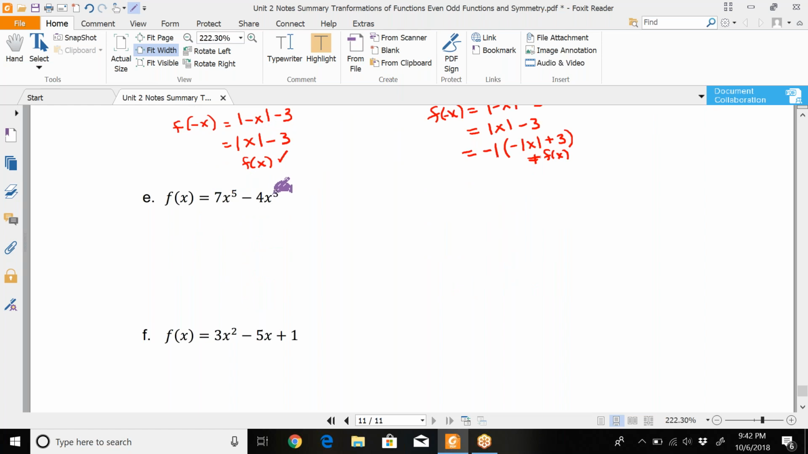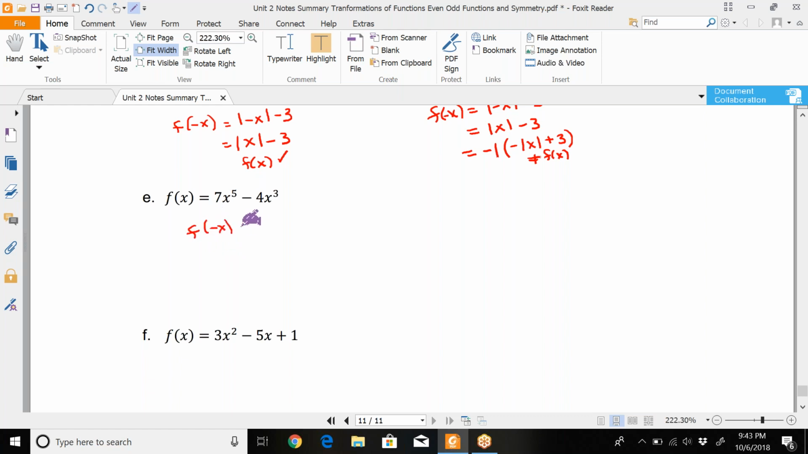Here's a quick way to note this. If all your powers are odd, you're going to pass the odd test, but not the even test. If you have all powers that are even, like 4 and 2, it's going to pass the even test, but not the odd test. If you have a mix, like a 2 and a 1, that's an even and an odd, you're not going to pass either test. So those are just quick little tricks there.